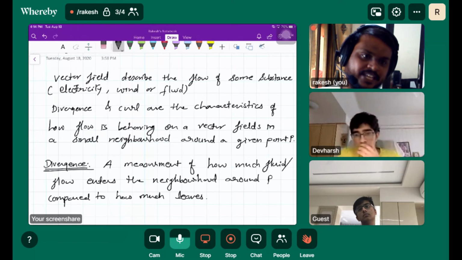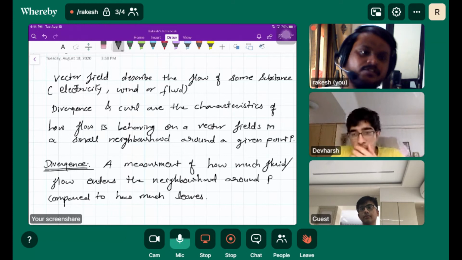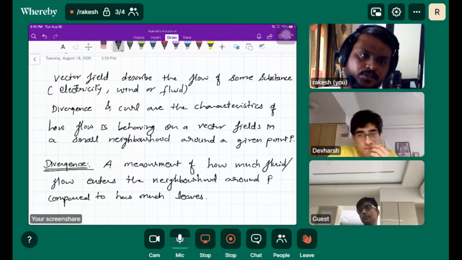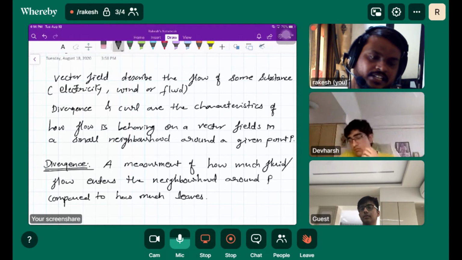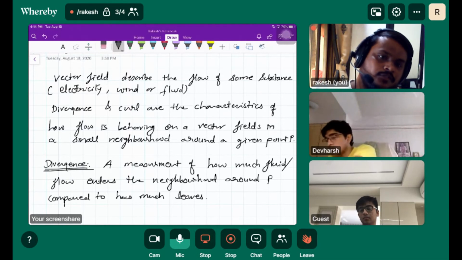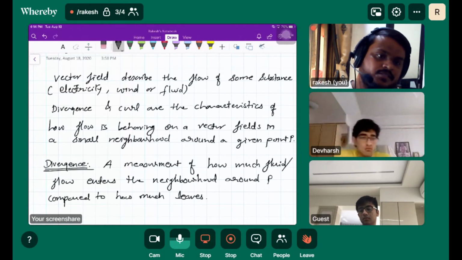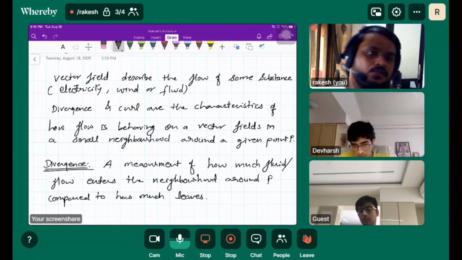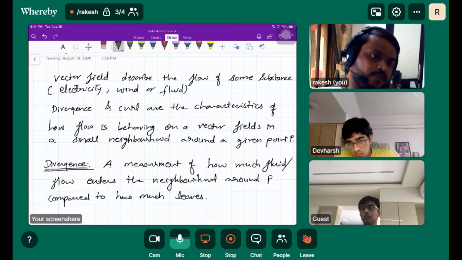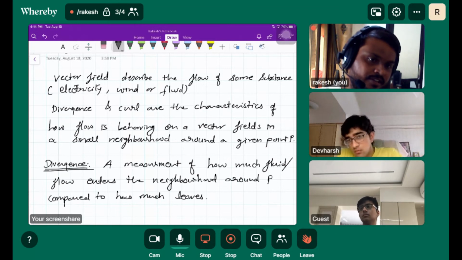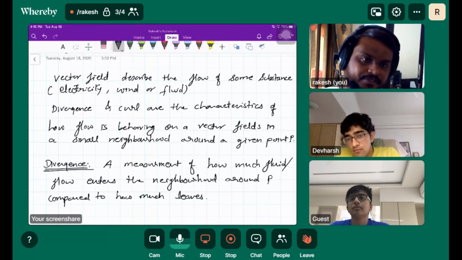If both the amounts are the same, then the divergence would be zero. And we have another case also: when the amount of fluid that enters is more than the amount of fluid that leaves the neighborhood around P. Then in that case, the divergence is supposed to be negative.